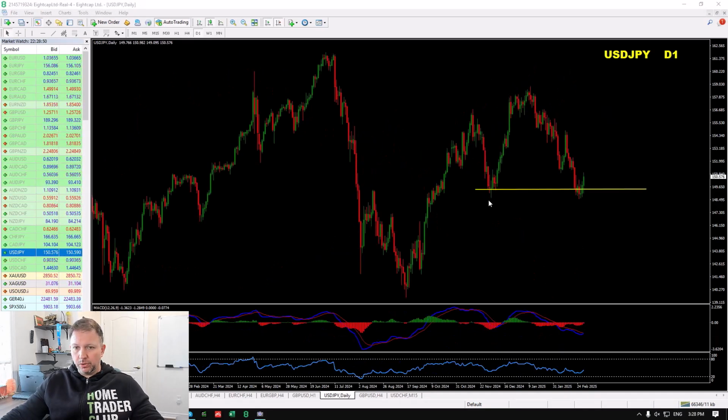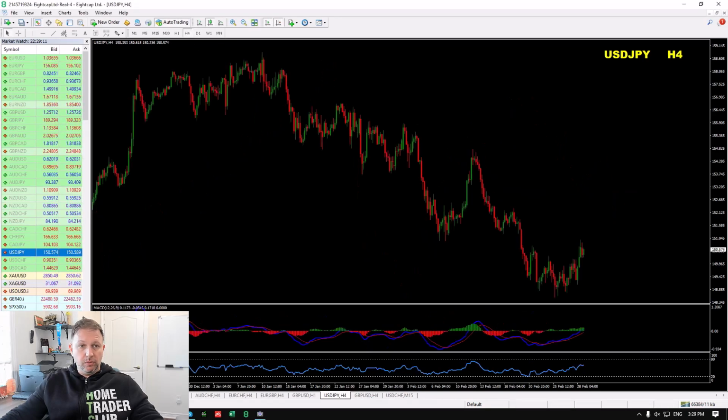However, on a short term, we are now cleaning this zone. Imagine how many stops were there, right? It cleaned the bottom, beautifully reversing here or rejecting the zone, which probably means we are in corrective structure before the sell taking over again.